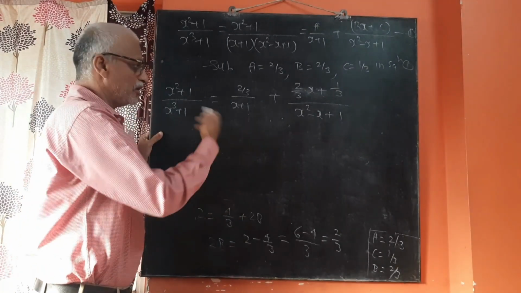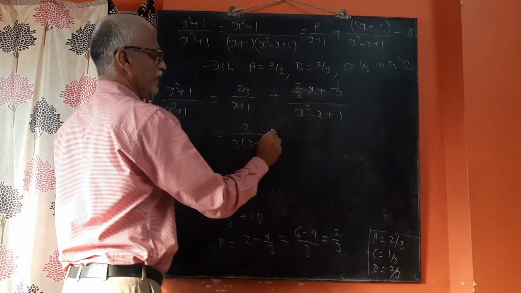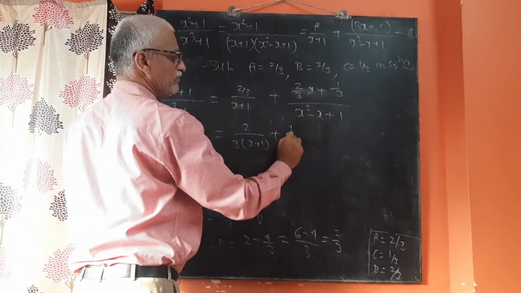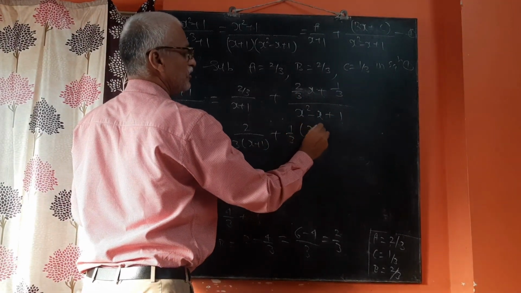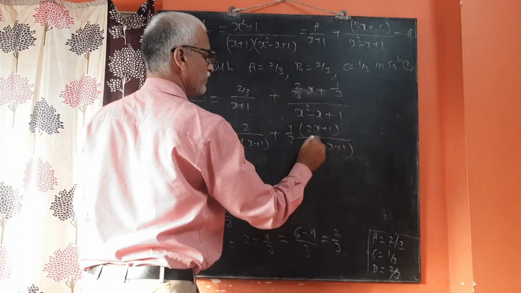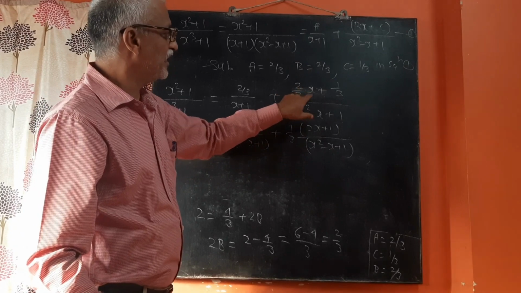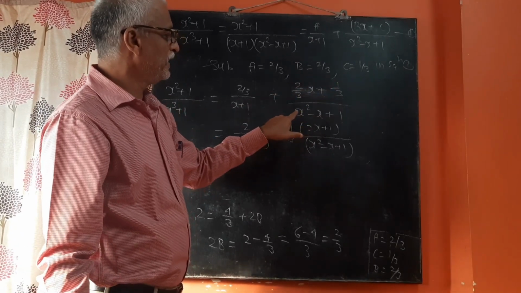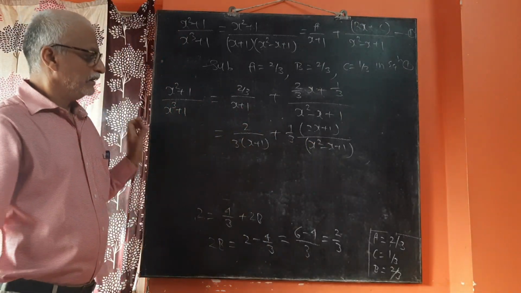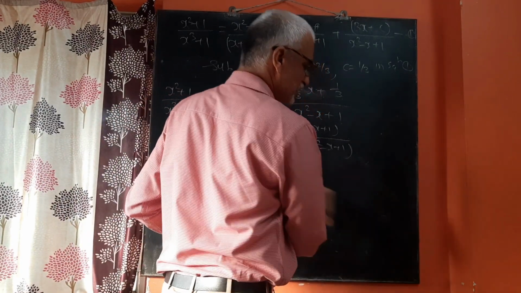These are the partial fractions, or you may simplify this one as 2 upon 3 into x plus 1 plus, from these two terms we can take 1 by 3 common. So that 1 by 3 into, in bracket, 2x plus 1 divided by x square minus x plus 1. So in this way, you can find out the partial fractions of the non-reducible quadratic also.